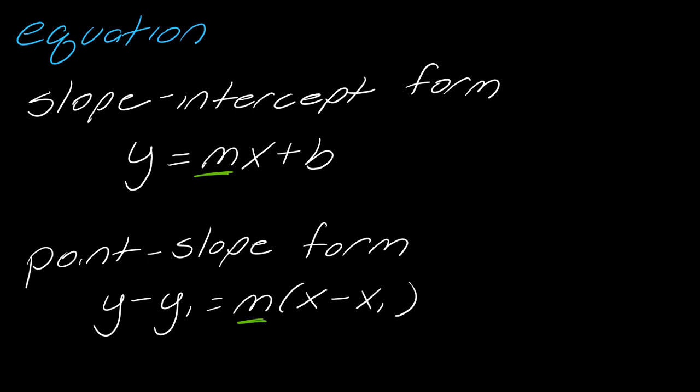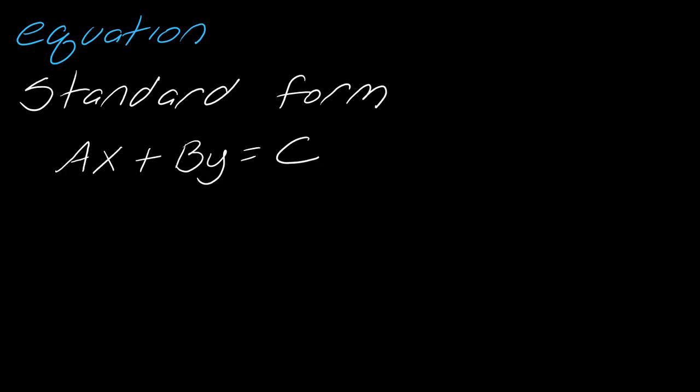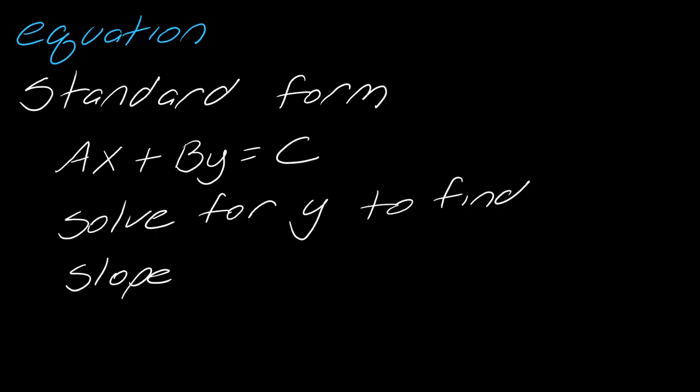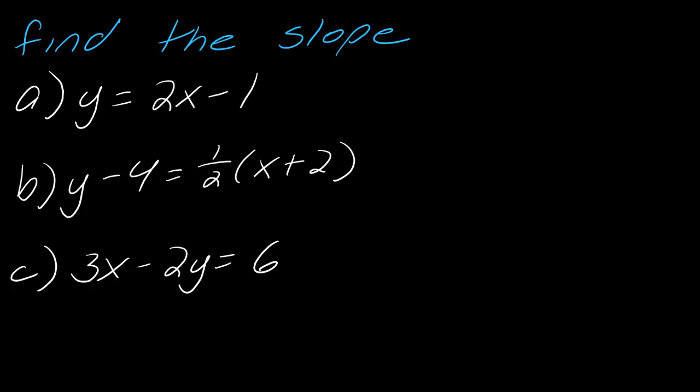Now, the one that everybody tends to forget is standard form. Standard form is an equation of the form ax plus by equals c, where a, b, and c are numbers. In this case, you cannot see what the slope is. To find the slope, you have to solve for y first. With that in mind, I have three examples here, and if you are a little rusty on slope, I would recommend that you pause here and just see how you do with finding the slope before I tell you the answer. Hit play when you're ready.